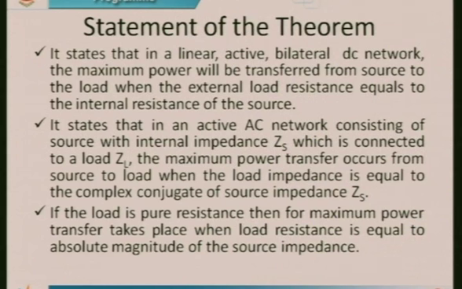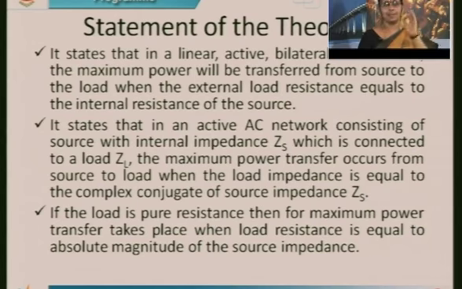So what is the statement for the DC circuit, and what are we going to understand in case of the AC circuit? The first statement says that in a linear active bilateral DC network, as mentioned here, because the DC circuit and the AC circuit will have different values for the maximum power transfer theorem, it is a different statement. It states that in a linear active bilateral DC network, the maximum power will be transferred from source to the load when the external load resistance equals the internal resistance of the source.